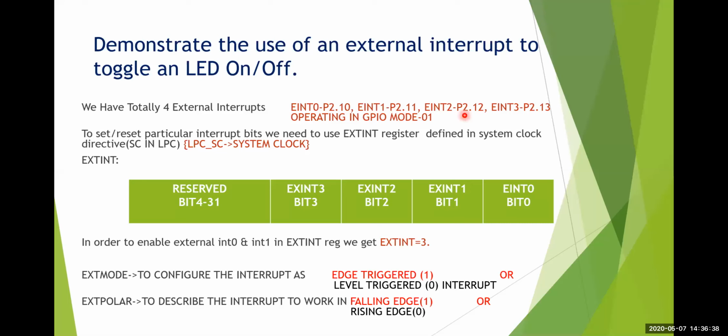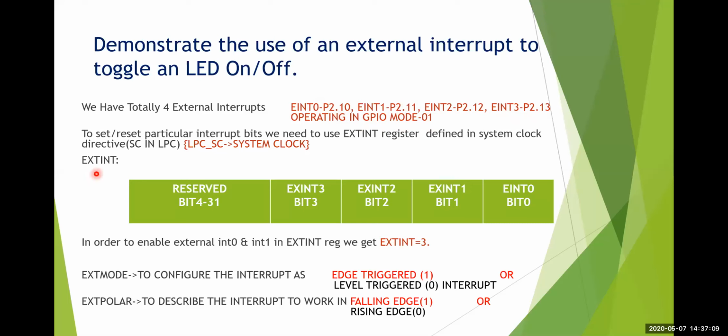External interrupt 2 is the 12th pin of port 2, and the 13th pin of port 2 is external interrupt 3. All these pins operate in the normal GPIO mode itself. To use any of the external interrupts, for example external interrupt 0, I want to enable it. By default it is disabled, which is 0. If I give 1 to that particular pin, then it will be enabled. Similarly for the other interrupts.